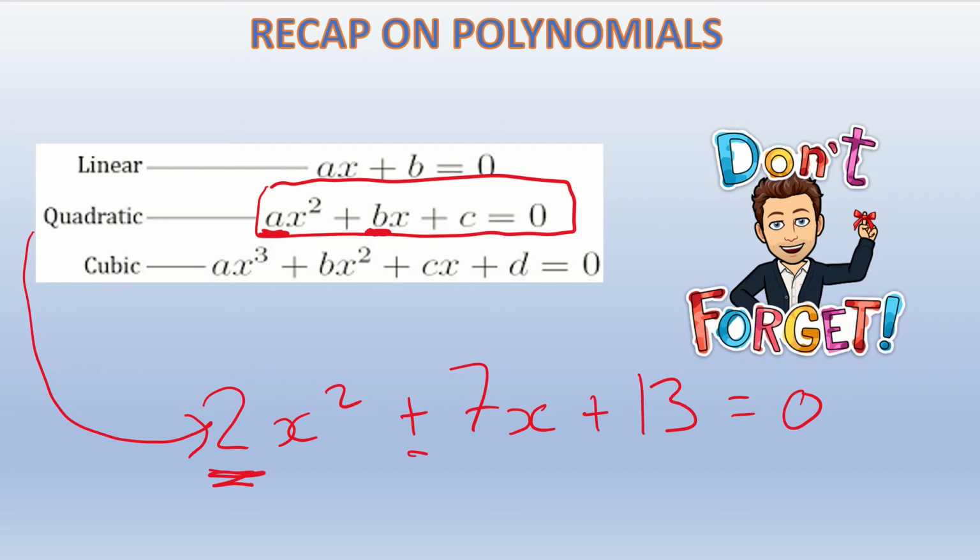Your b here would be your plus 7, as the plus 7 is the coefficient of x. And your c doesn't have an x attached to it at all. And the same thing is true of the 13, the plus 13 at the end of my example here. So in this situation, your c would be positive 13.